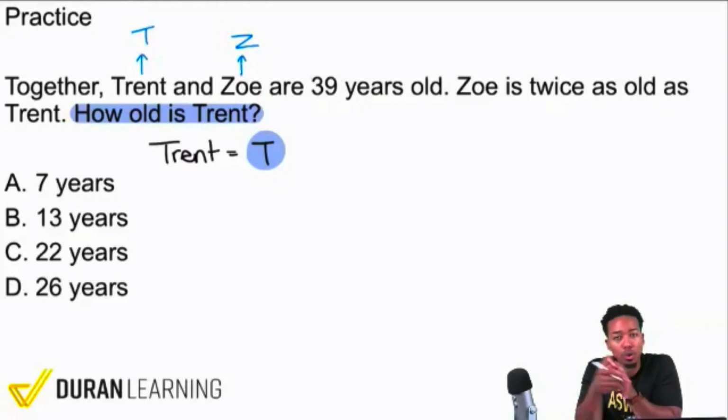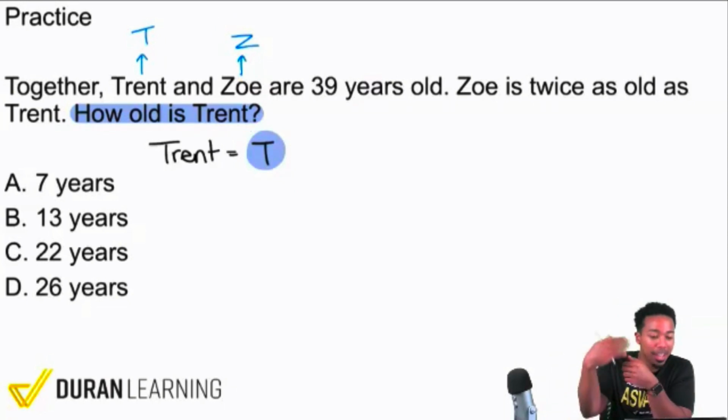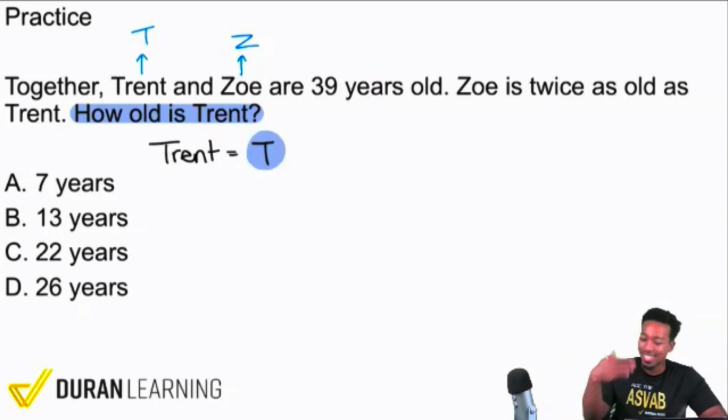We're looking for Trent. Everybody, do they directly give us Zoe? Do they tell us explicitly, like, yo, this is Zoe right here, she's 5 years old? Do they say that? Yes or no? No, exactly, everybody. If Zoe is not known, then that's called an unknown. That's a variable. Let's put it in there. Let's give it a letter. If we don't know what it is, give it a letter.